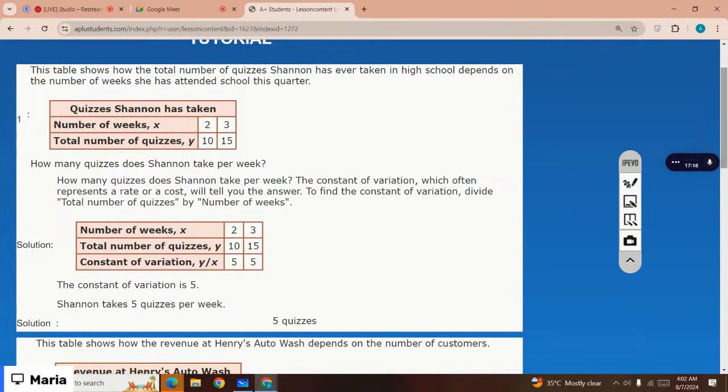You need to find the quizzes she takes per week, right? So that would be y by x. That is the constant of variation for both the values. You need to calculate y by x, and y by x is 5. The correct option is 5.